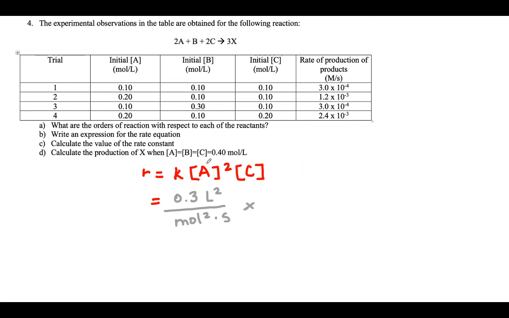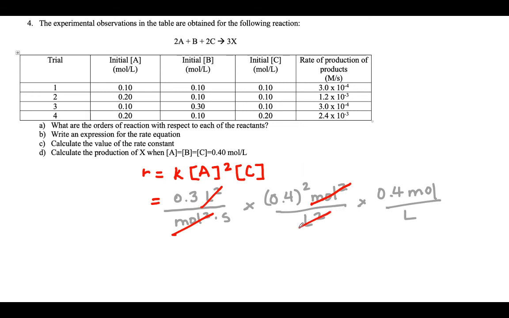times the concentration of A squared. So again, remember what we did earlier: 0.4 squared times mole squared divided by liter squared, times 0.4 moles per liter. Actually, I think we can just cancel out units right here. I've got mole squared here, mole squared here. I can just cross those two out because they cancel. L squared, L squared. All right, and that is it for the units that I have.